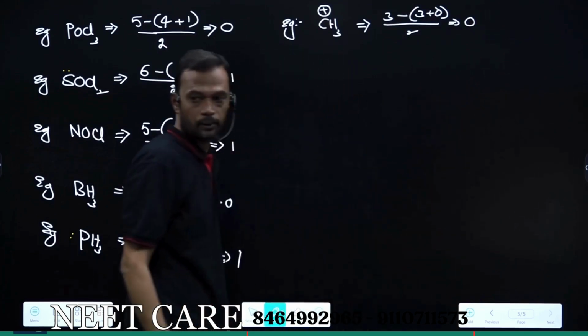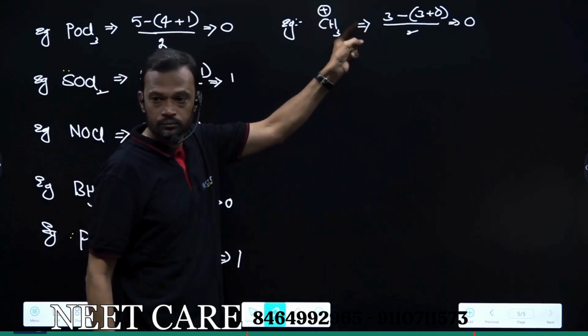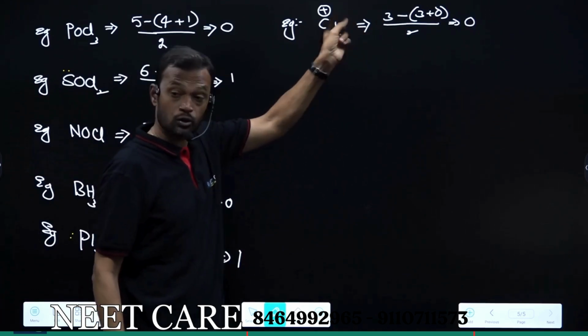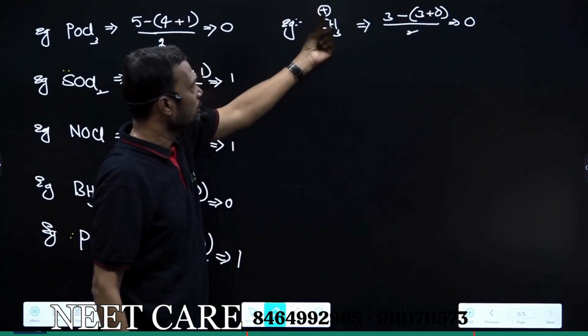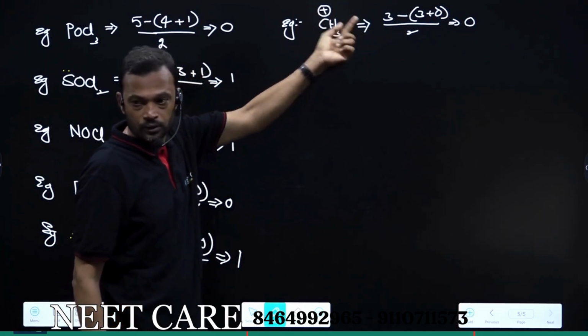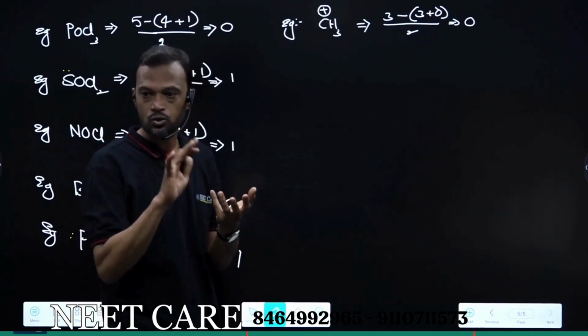Now no lone pair. Why did I write 3 even though the group number is 4? Because from the group number the charge will be removed. Suppose the group number is 4 and you want to remove 2 electrons, 4 minus 2, write down 2 here.